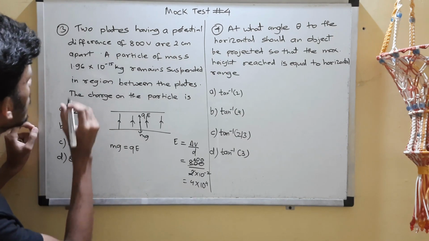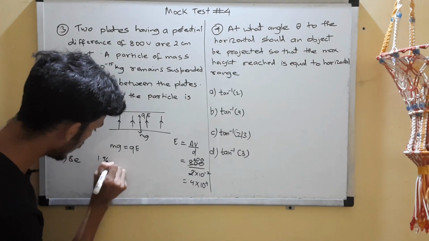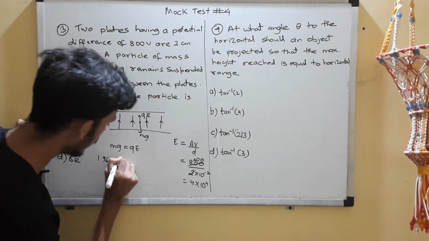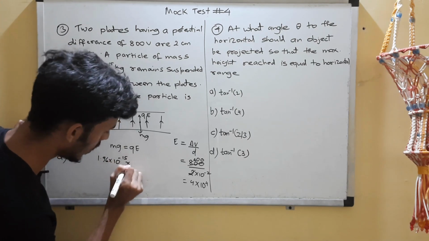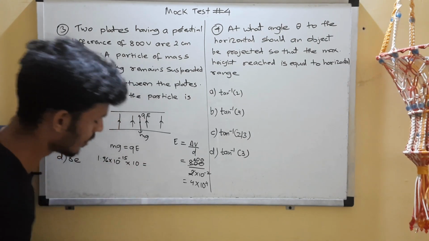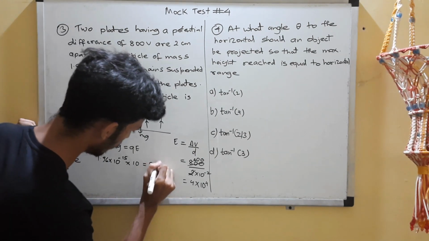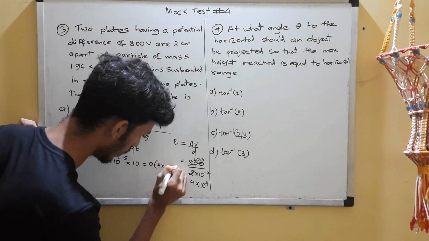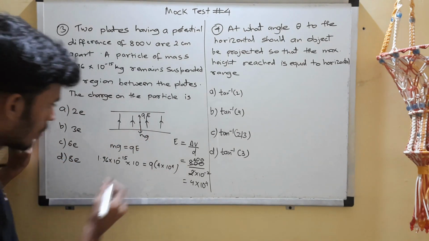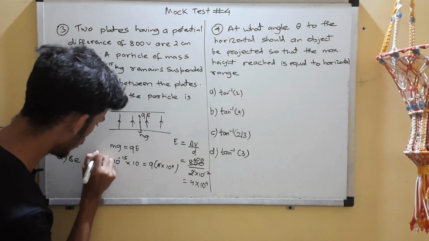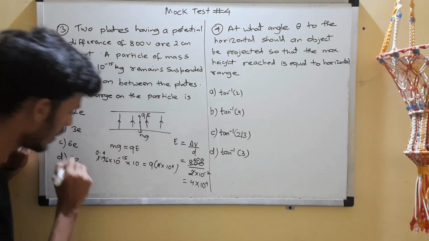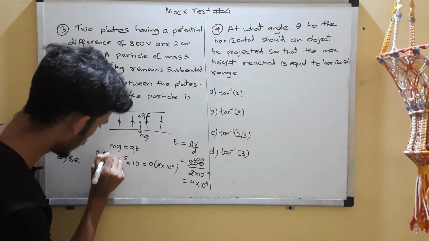Okay, so m is 1.96 into 10 to the power minus 15. g is 9.8; let's put it as 10 so that calculations are simple. Q we have to find, and E is 4 into 10 to the power 4. Okay, so actually this can cancel. 4 4s are 16 and 4 9s are 36.